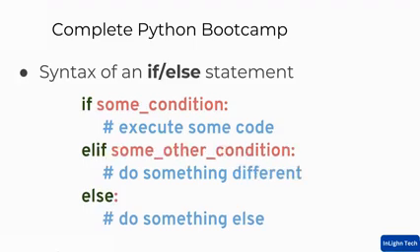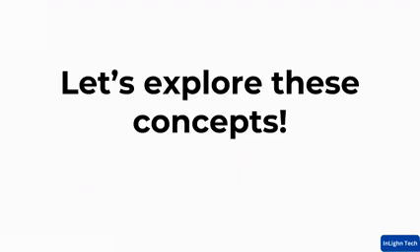You should also notice that the if and else, indentation-wise, are lined up with each other. If you want to check for multiple conditions before that else statement executes, you can have an elif statement. Basically you say if some condition, execute some code; elif some other condition, do something different. You can have as many of these elifs as you want, and then finally all the way at the end you can have an else statement to do something else. Okay, let's explore all these concepts by actually coding out some examples in a Jupyter notebook.